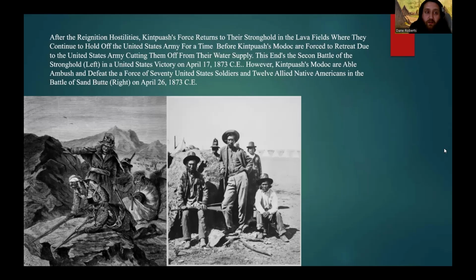After the reignition of hostilities, Kent Puash's force would return to their strongholds in the lava fields, where they would continue to hold off the United States for a time before Kent Puash's Modoc were forced to retreat due to the United States Army cutting them off from their water supply. This would end the Second Battle of the Stronghold in a United States victory on April 17th, 1873 CE. However, Kent Puash's Modoc were able to ambush and defeat a force of 70 United States soldiers and 12 Allied Native Americans in the Battle of Sand Butte on April 26th, 1873 CE.